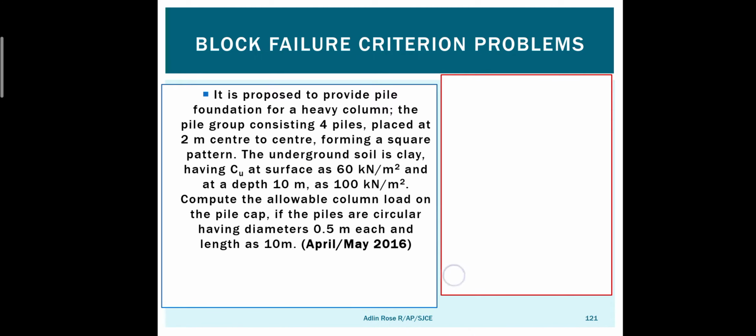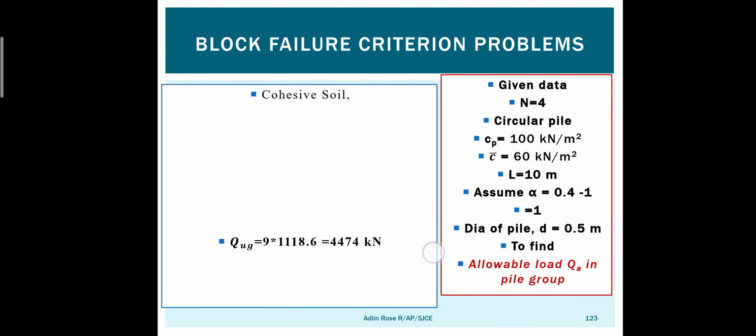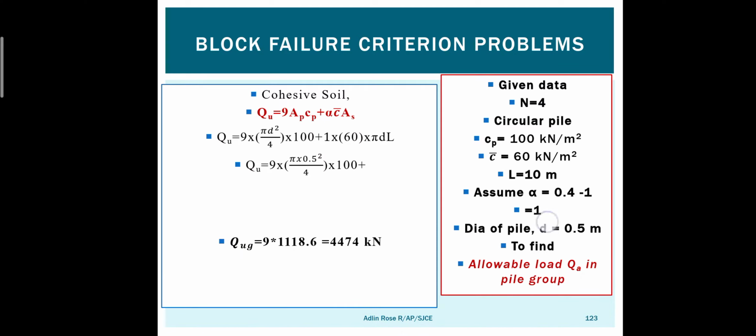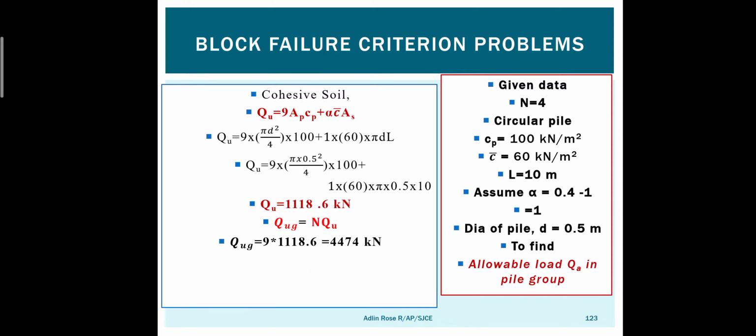We found the single pile capacity by static formula, and we multiplied with the number of piles, so that will give you Qug. This is step 1. Step 1 is, by using static formula, we find the single pile capacity and just multiply with the total number of piles, that is 4.